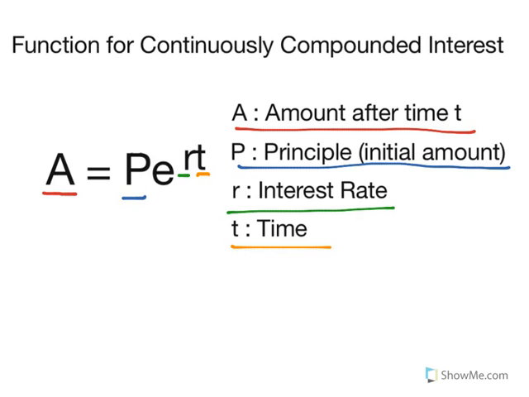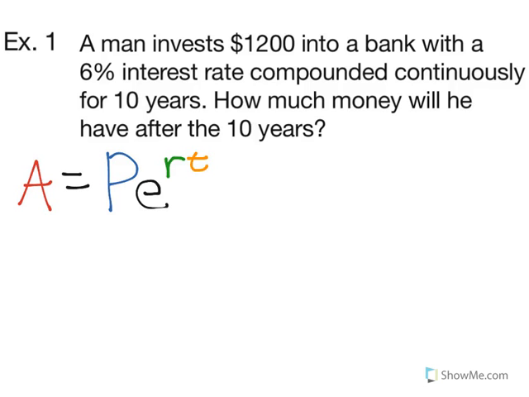Okay, so let's begin. Our function for continuously compounded interest is A equals P e raised to the r times t, so that's just A equals Pert. A is your amount after time t, P is the principal or the initial amount, r is the interest rate, and don't forget it has to be in decimal form, and t is time.